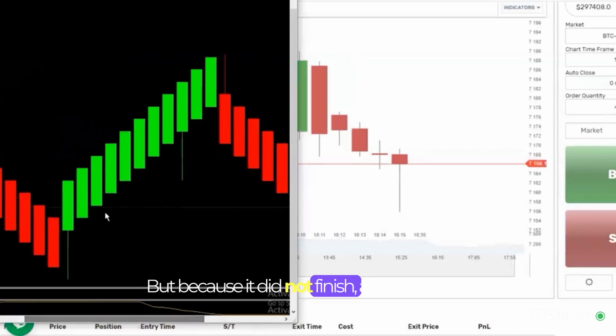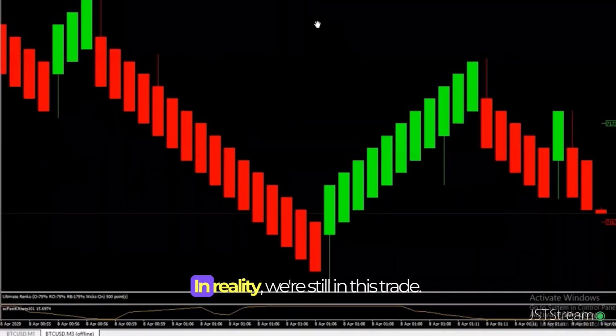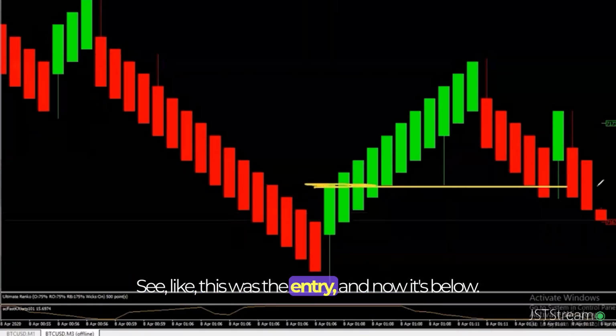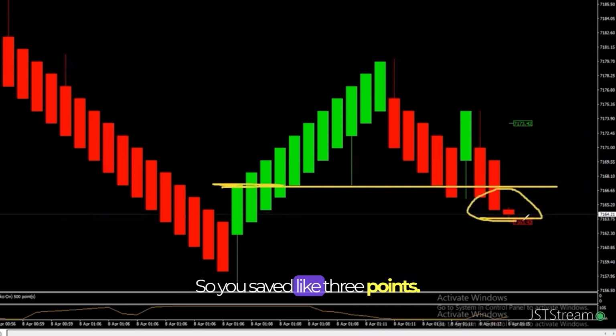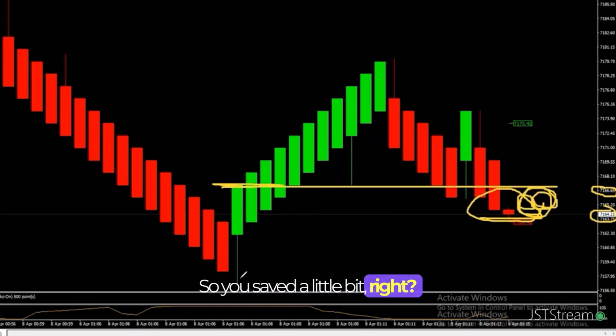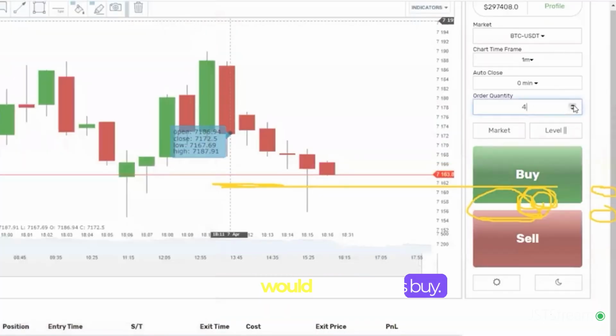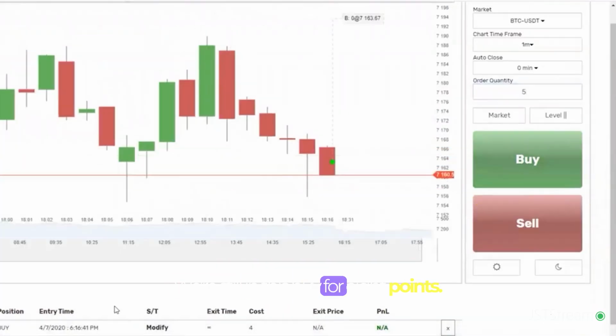But because it did not finish, as you can see, it did not finish, in reality, we're still in this trade. See, like this was the entry and now it's below. So you saved like 3 points. See, from here was your entry and now it's down here a little bit. So you saved a little bit, right? So now we would still be in this buy. We're still in this buy for 8 points.